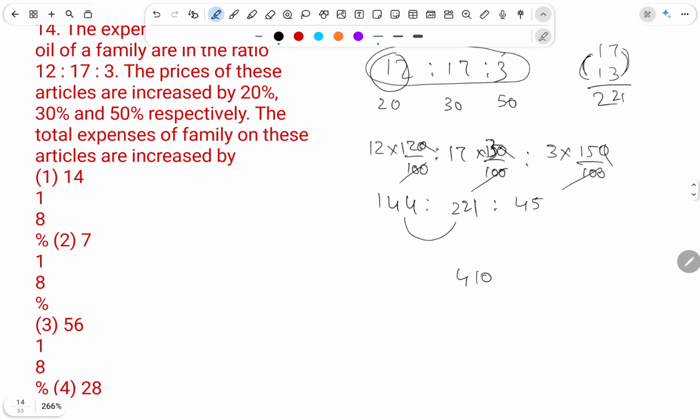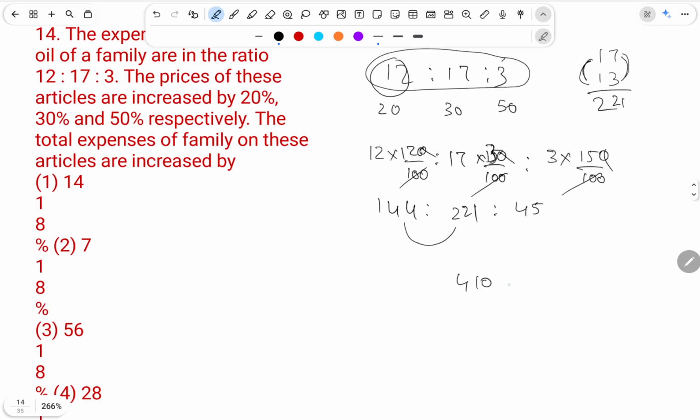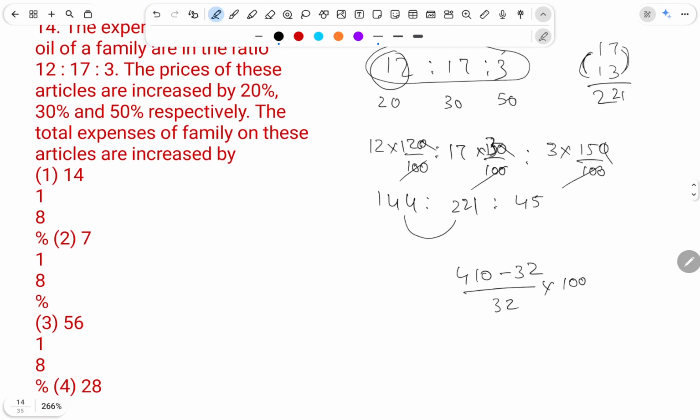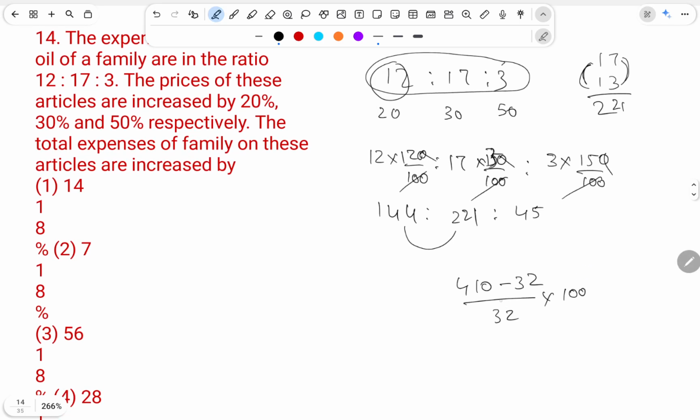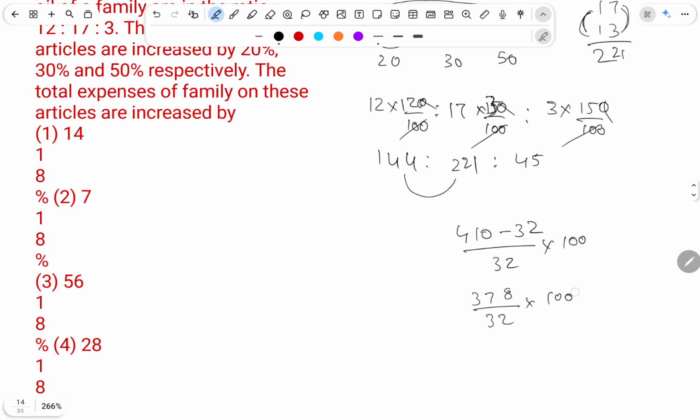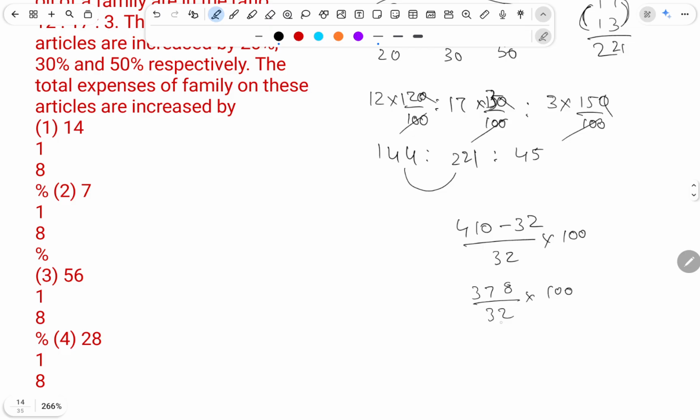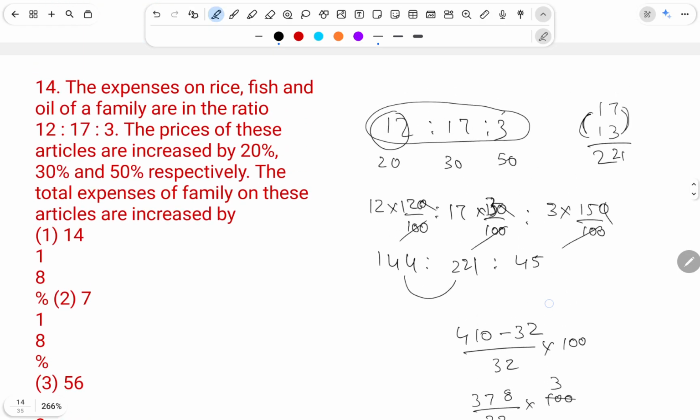Increased by. First of all it is 32, by 32 into 100. How much increased? Oh my god, it is the biggest number. Okay, let us check. 10 minus 2, 8. 3, 7. 378 by 32 into 100. 32 times 3, but no number is there here.